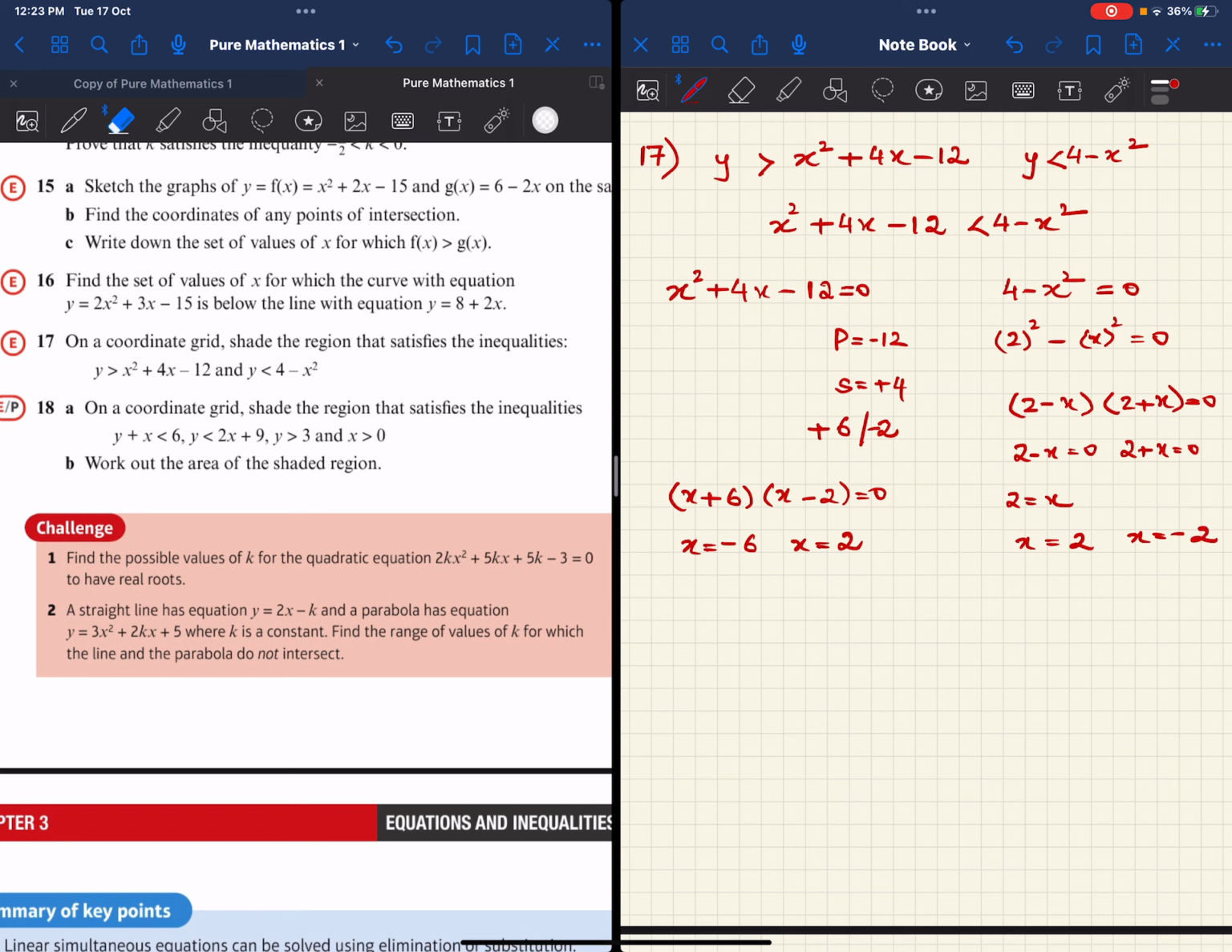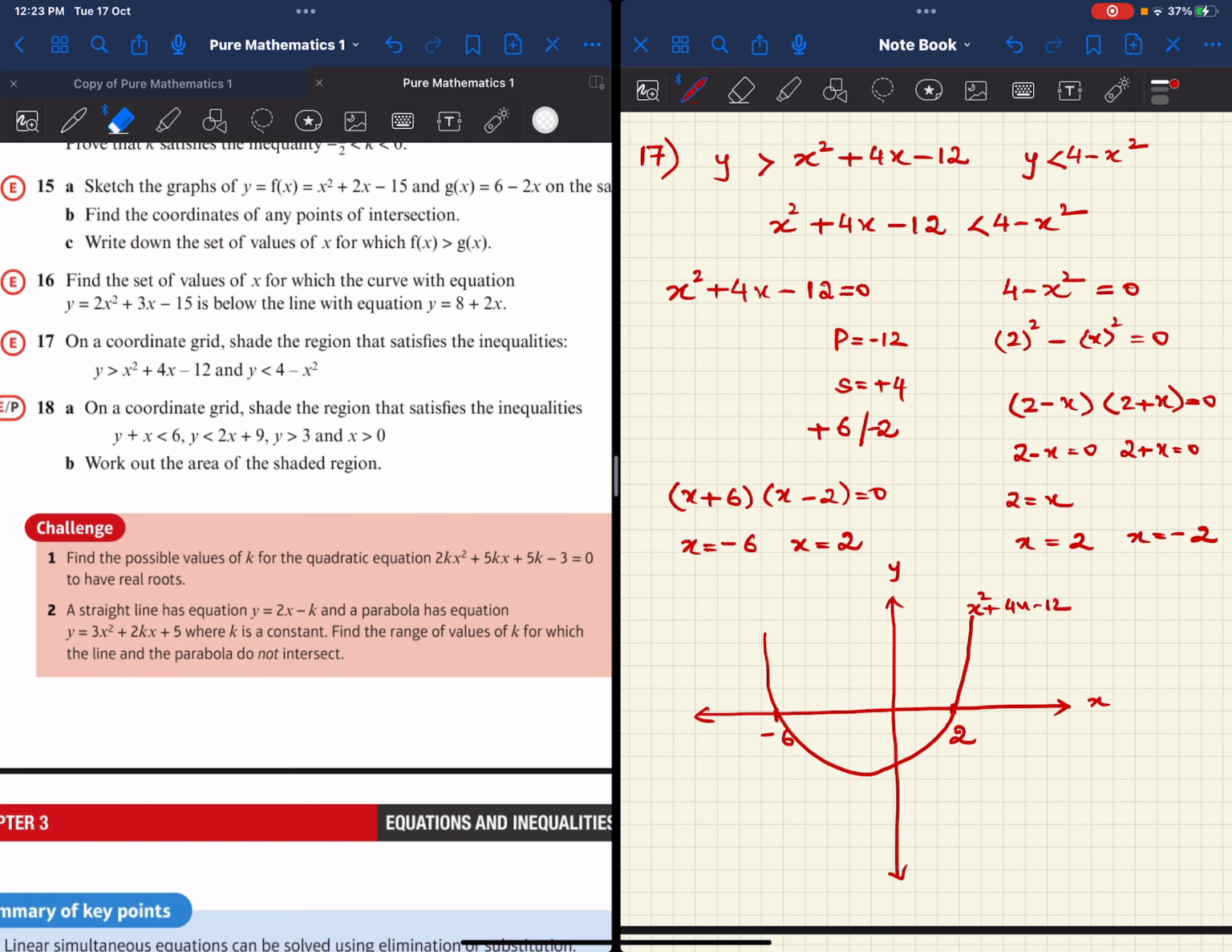We can sketch both of the graphs. So this is my x-axis and this is my y-axis. Sketching the first quadratic curve, I know that I have x-intercepts minus 6 and positive 2. So somewhere here is minus 6 and here positive 2. This is how my graph will look, and this is the graph of x squared plus 4x minus 12.